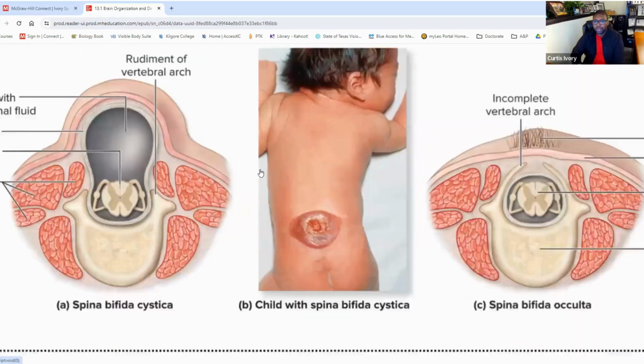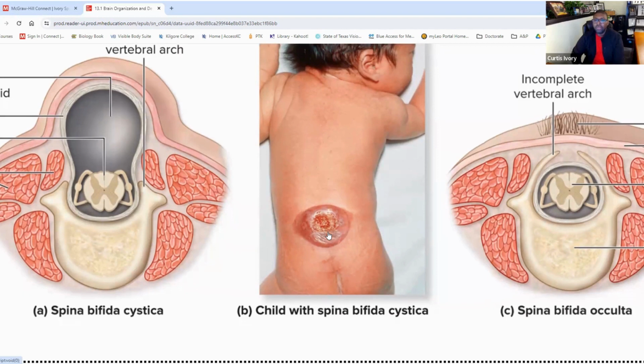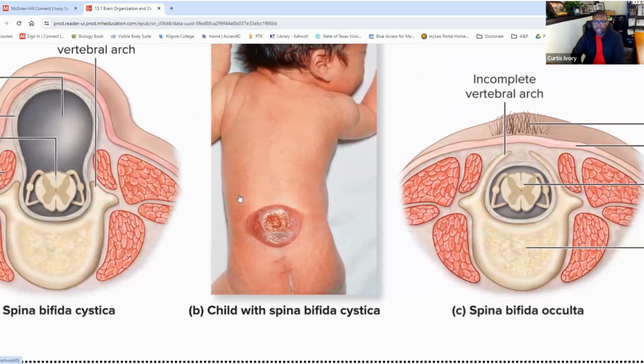So this is what it would look like on a child. Now you can see that this has ruptured and is exposed to the outside world, which means it is very prone to get an infection. Typically, children that have this do not live for a long period of time unless they get it corrected. But again, if they get infected, it gets to their brain and the rest of their body. So there are two different types of spina bifida: spina bifida cystica and spina bifida occulta.